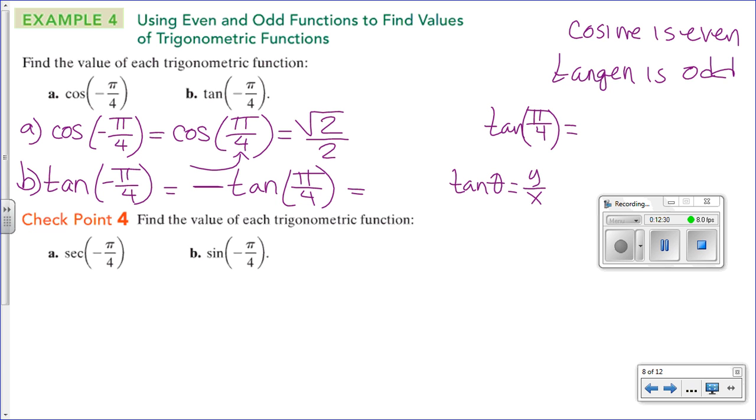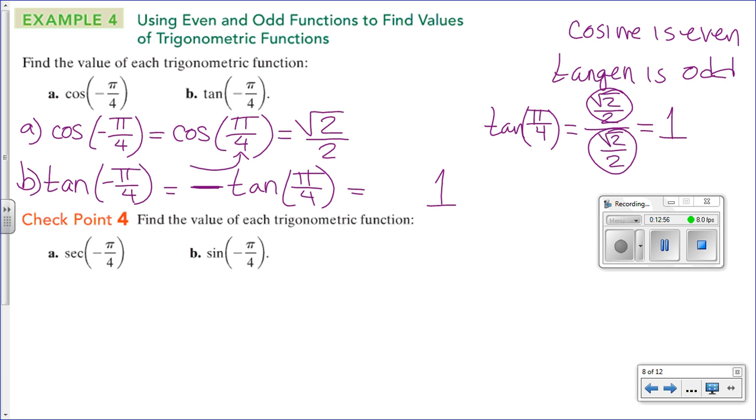So which one? The y first? Square root of 2 over 2. Okay. And now tell me the x. Square root of 2 over 2. Okay. So when we divide this one thing by itself, what do we get? 1. So to answer this question here, we're not going to say that it's just 1. It's actually going to be negative 1.